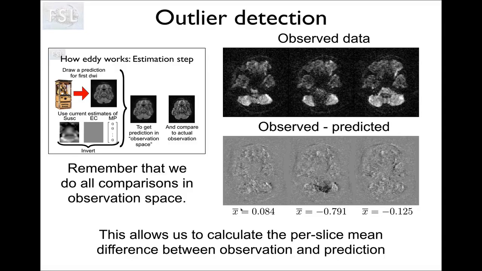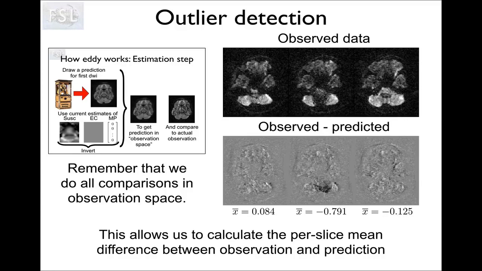So then what we can do is sum that up. We can sum up the difference across all of these voxels. If you look at this slice where there's no sign of any dropout, this is the difference between the prediction and the observation, and we have an average difference of 0.084. Over here, again, there's no real sign of any dropout, and this is the map of the difference between observation and prediction, but again we have a quite small average difference, minus 0.125.